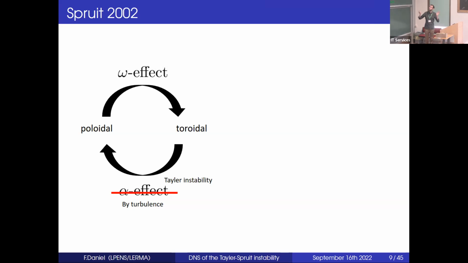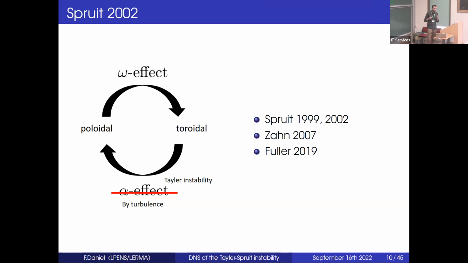Now, this is a very simple picture, very roughly summarized, but this paper has actually been discussed and criticized in the following years. The main criticism came from Zahn in 2007, who said that there was something missing in this process, because the toroidal field that you would end up having at the end of the first stage of the loop would actually be axisymmetric. But the Tayler instability would introduce non-axisymmetric motion. So the background field would be axisymmetric, but the Tayler instability would bring up non-axisymmetric fields. And to go from an axisymmetric field to a non-axisymmetric one, you would need something.